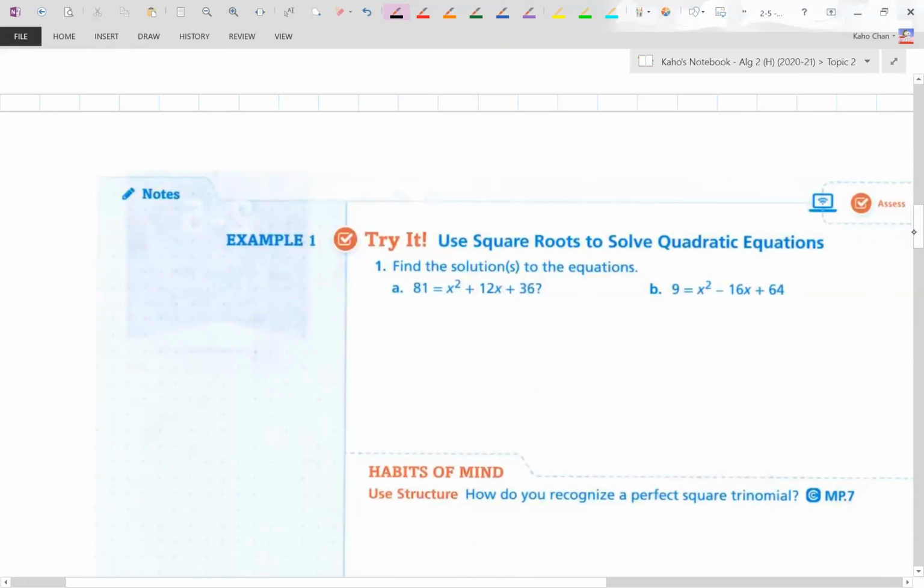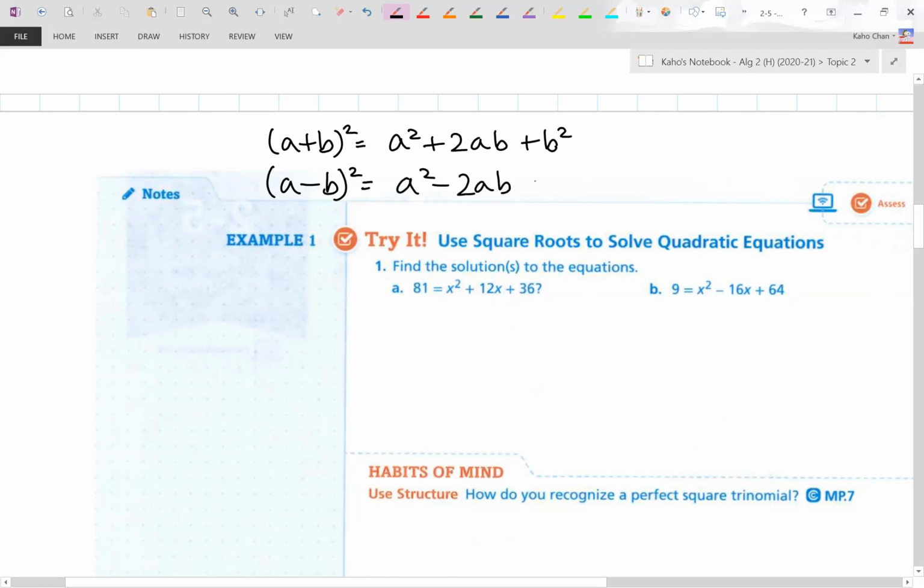Might as well bring this up now. From Algebra 1, there were some special cases where if you took a binomial and squared it, you got a perfect square trinomial. These are the patterns. There is one of them. If you do it with a negative, you get this pattern. These are perfect square trinomials. Both of them.